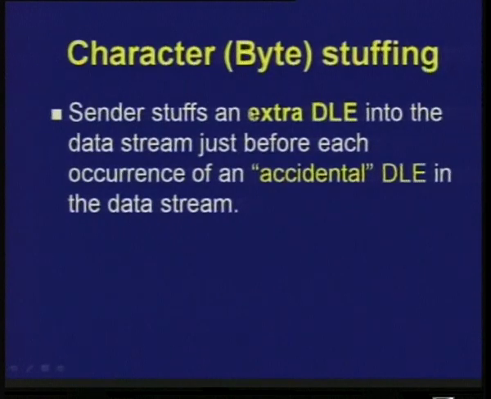In character or byte stuffing, what we do is, the sender will stuff an extra DLE into the data stream just before each occurrence of an accidental DLE in the data stream. That is, I am assuming that I have a DLE pattern appearing in the data stream. Now we know that DLE is a special character, but if it appears as part of the data stream, then the sender will stuff an extra DLE before this DLE that is being sent, and the receiver side, the data link layer, will destuff the DLE, that is, it will remove this additional DLE before the data is given to the network layer. Okay. So this is what gets done.